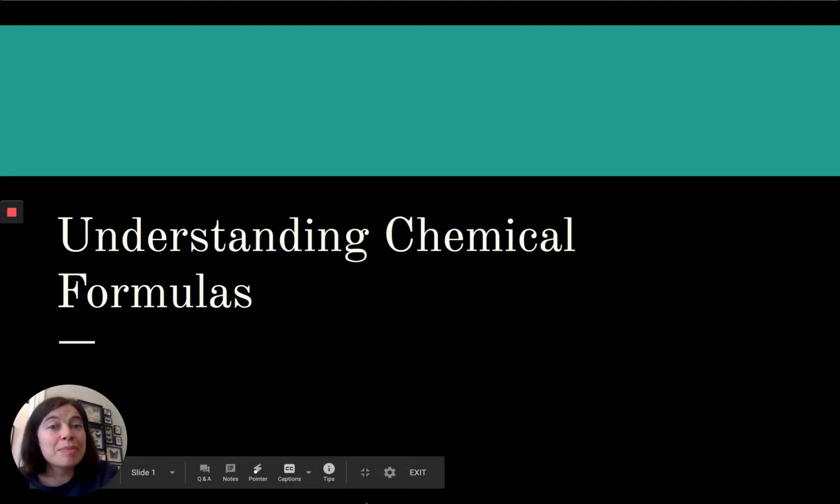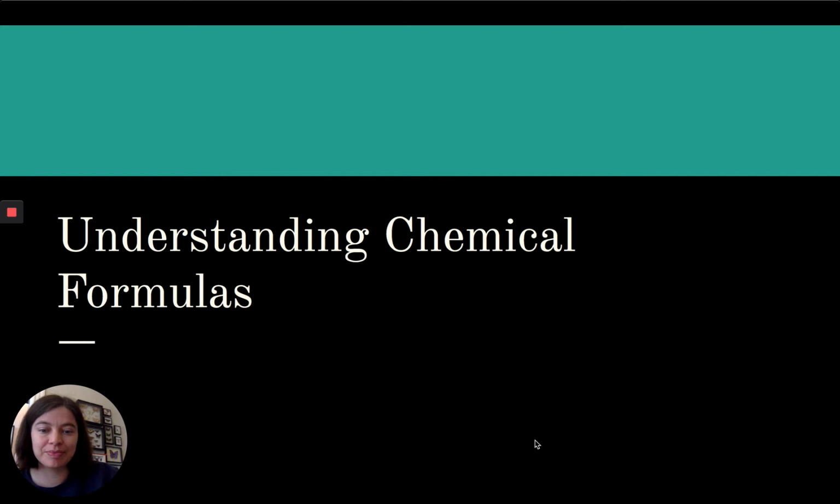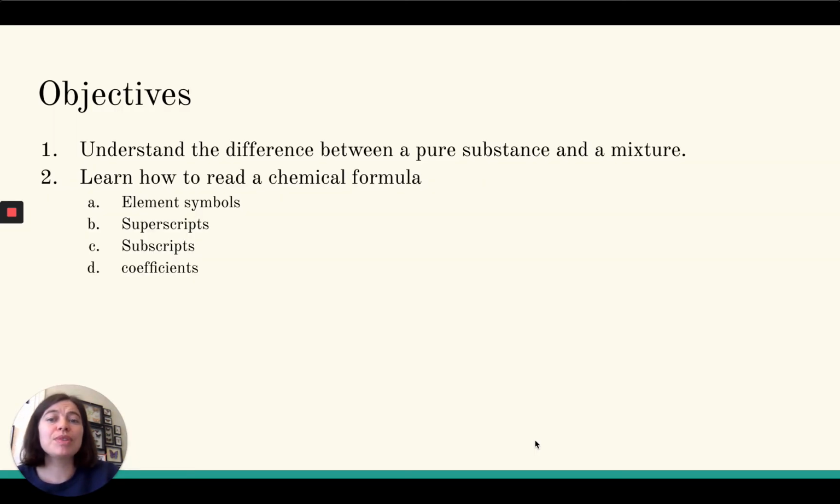Hi folks, today we're going to be talking about how to read and understand chemical formulas. So, we have two main objectives for today. First, we want to understand the difference between a pure substance and a mixture, and in particular what the heck a chemical actually is. And second, we want to learn how to read a chemical formula.